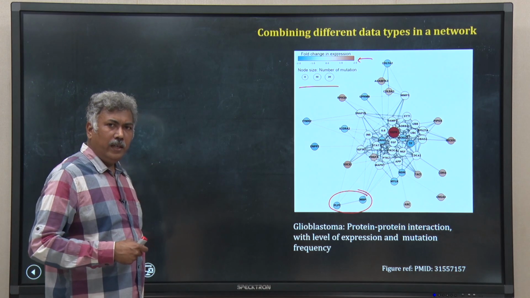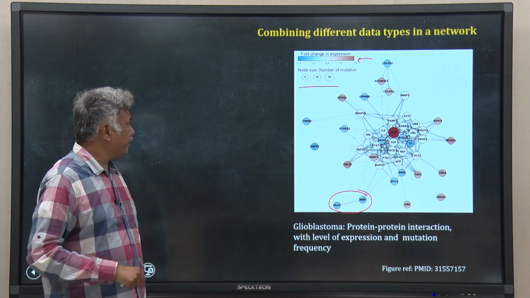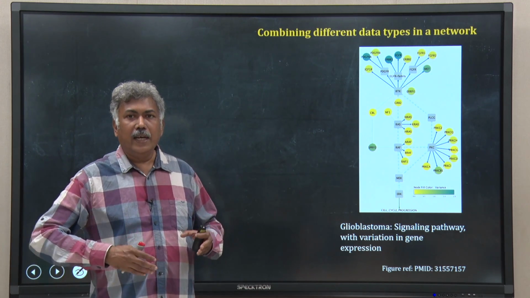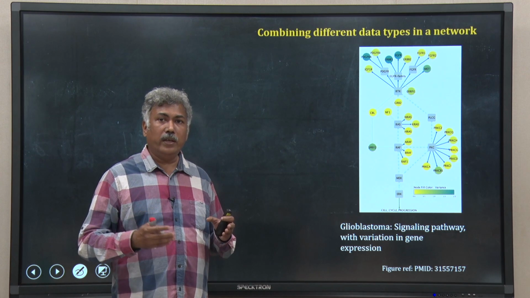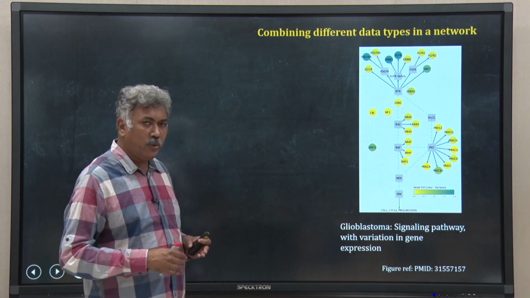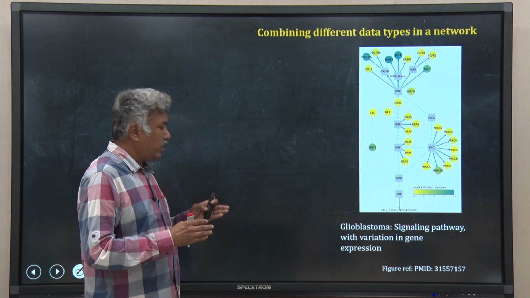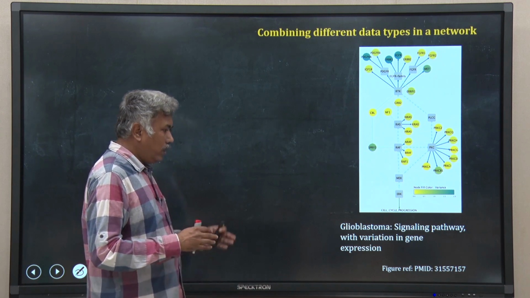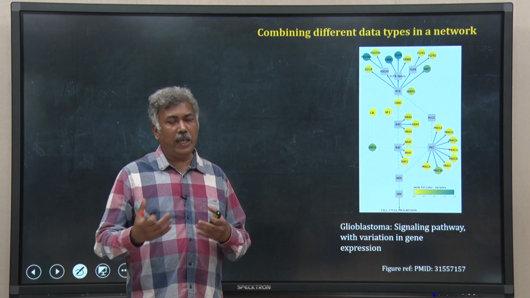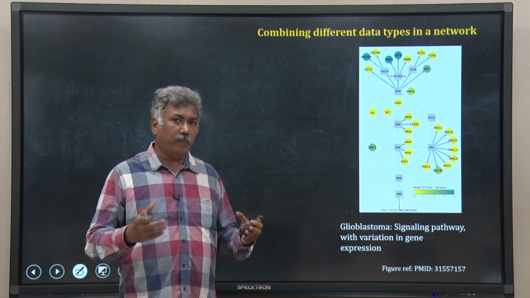Let us take another way of representing multiple layers of data I have taken from the same paper. We know there are signaling pathways, right, and in cancer certain canonical signaling pathways are overactive and predominant. For example, here they have shown the RTK ERK pathway which controls cell cycle progression. You can get this pathway information from different databases. For example, KEGG, you can go and get the curated pathway diagram for a particular pathway.